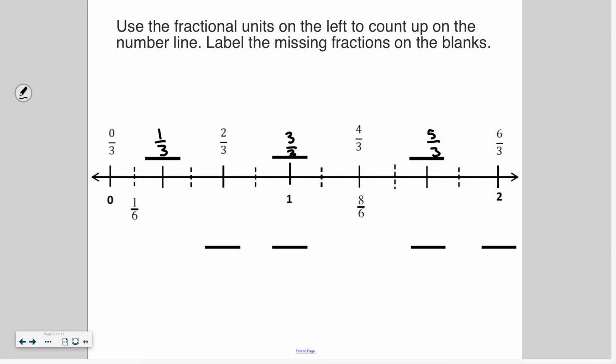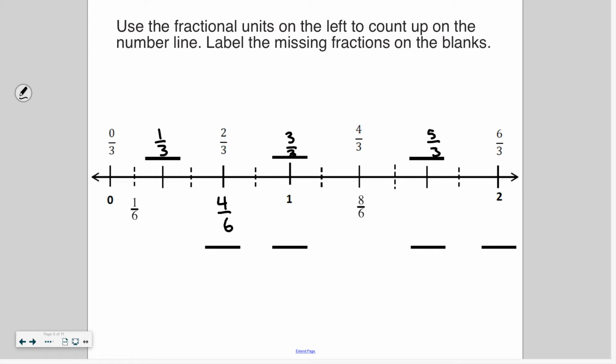So I'm going to do the same thing with my sixths. So I have 0, 1 sixth. This would be 2 sixths, 3 sixths. I want to fill this one in, 4 sixths. So I didn't fill in these because there was no line for me to fill in, so I didn't have to fill in that specific fraction. 4 sixths.